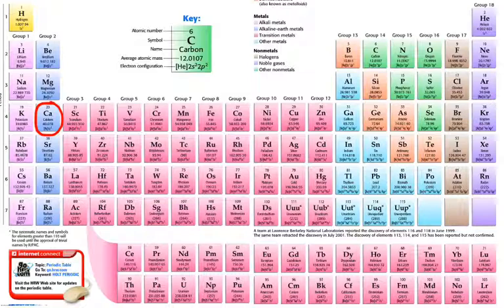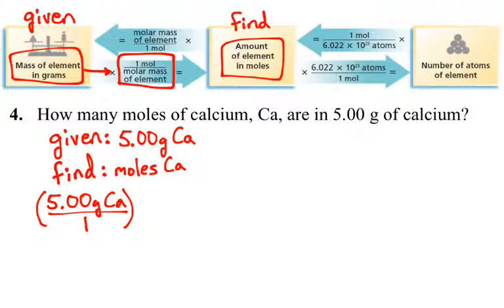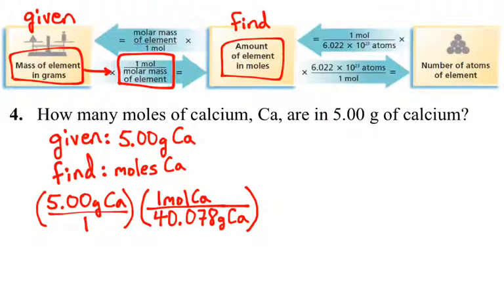So with this information, we can return to our problem and plug in the reciprocal of the molar mass. That is 1 mole of calcium per 40.078 grams of calcium. What this will allow us to do is eliminate grams of calcium. They cancel out as we run through the math of this problem, and that leaves us with moles of calcium, which is what we're asked to find.